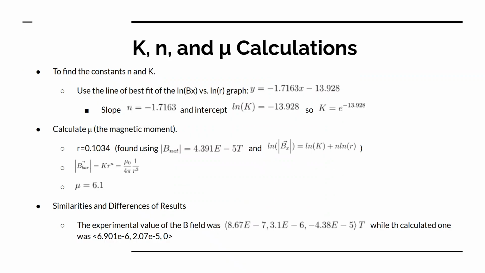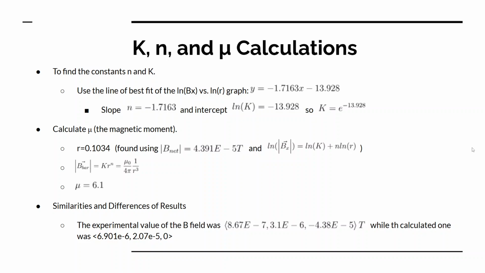First we have to find the constants n and k. We have to use a line of best fit of the ln Bx and ln r graph that we used in the previous slide, where we found that n equals negative 1.7, and the intercept ln k equals negative 13.928, so that k equals e to the negative 13.928. Then we have to calculate u, the magnetic moment, and we found that r equals 0.1034 using the B net and the equation above, and we found that u is 6.1.